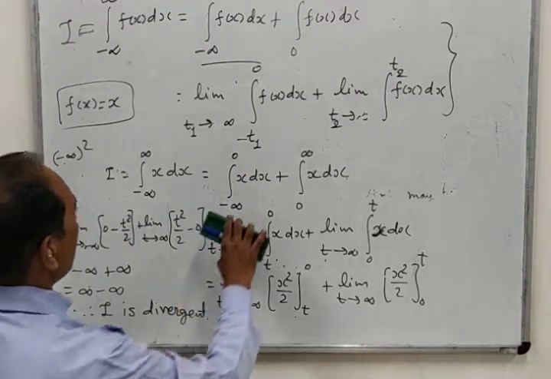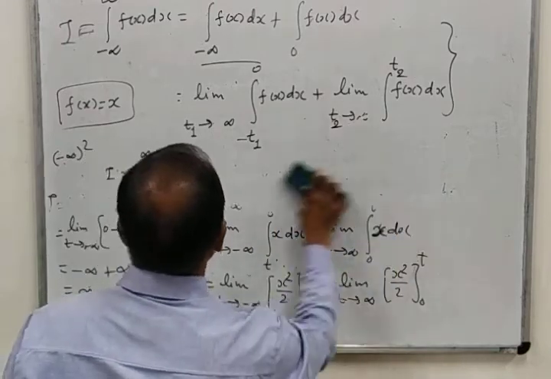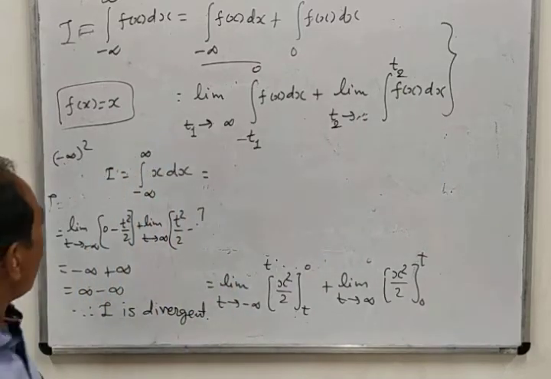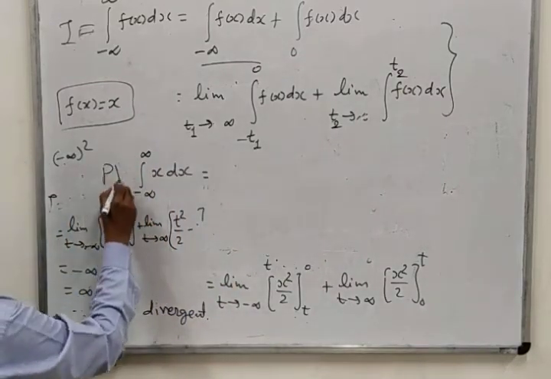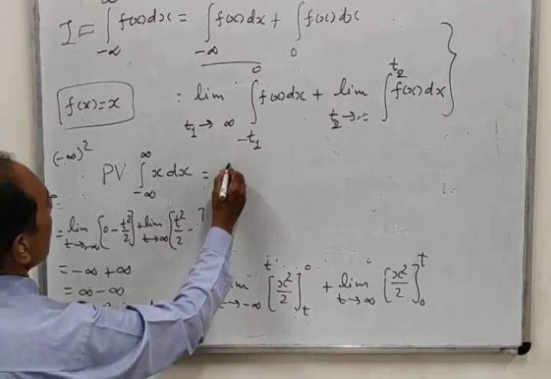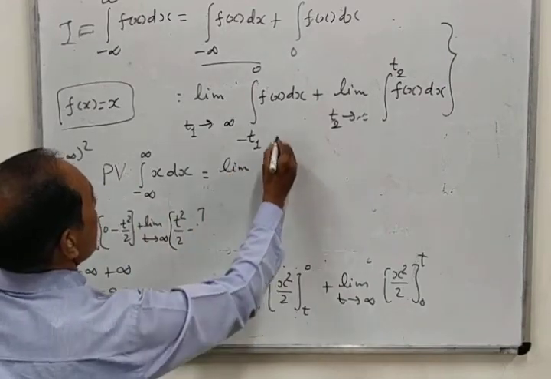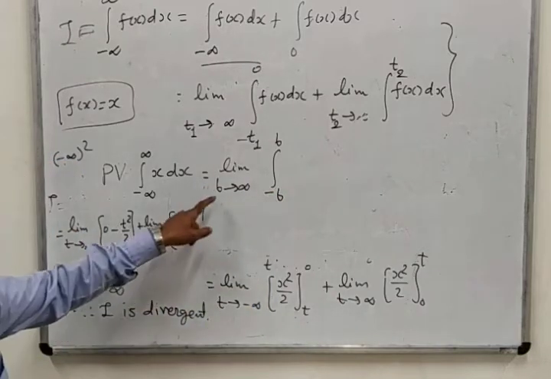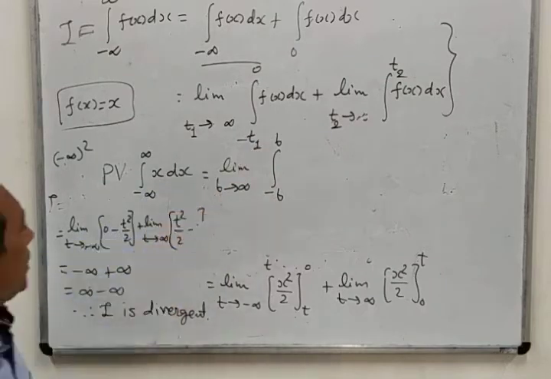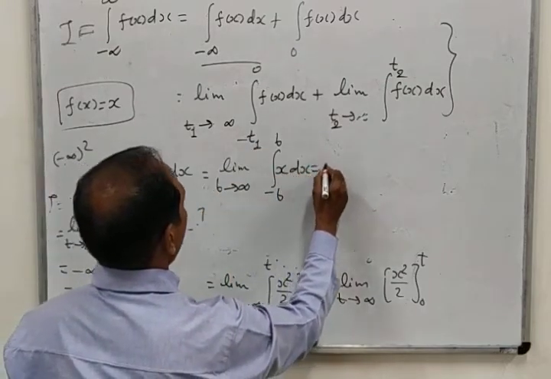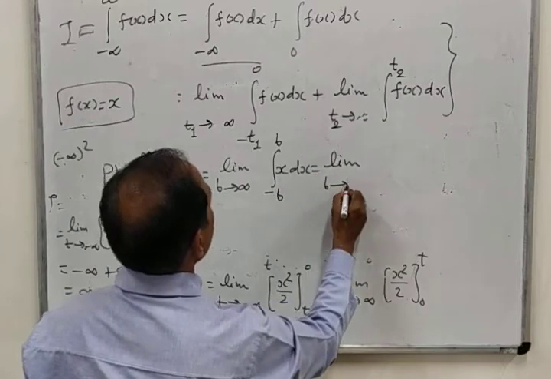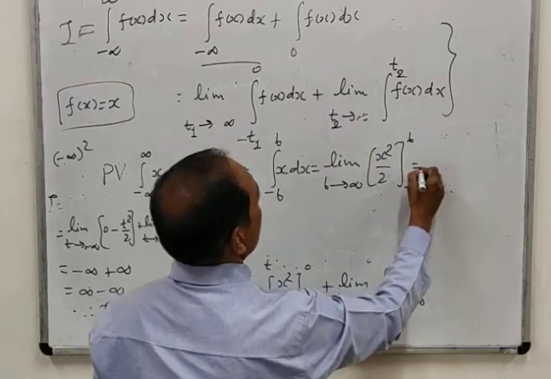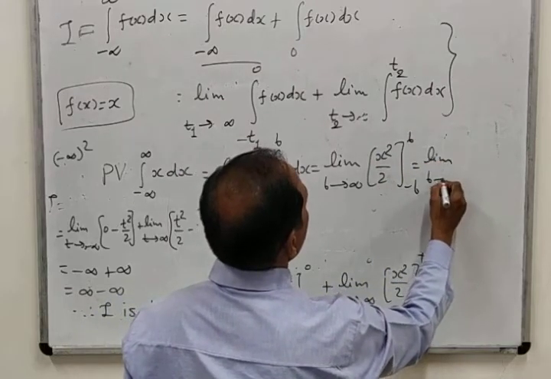Now, let us understand the same problem in another way. That means, see here, by considering finding PV, let us see what will happen. PV of this one is limit, we will write down here minus b, here we will write down b, and b tends to infinity. Here you can also write down t if you want. That means minus t to t, t tends to infinity, of x dx. B tends to infinity, its integration is x square by 2 from minus b to b.